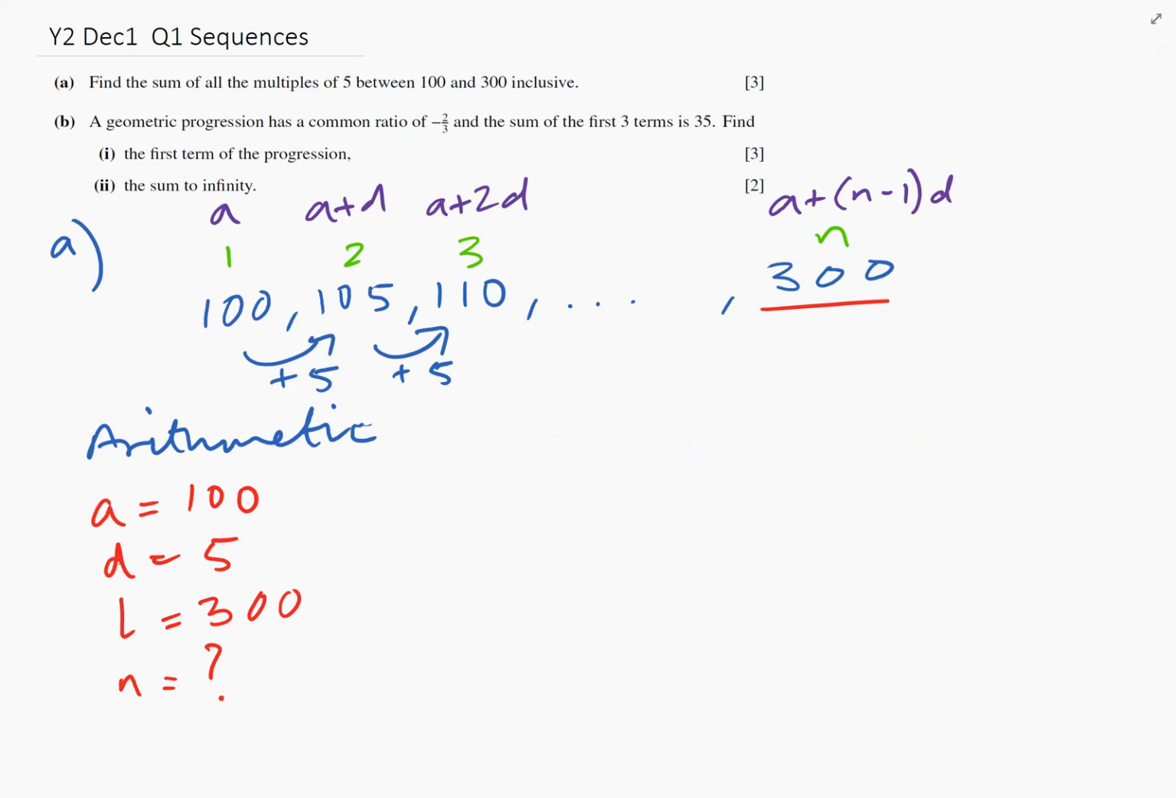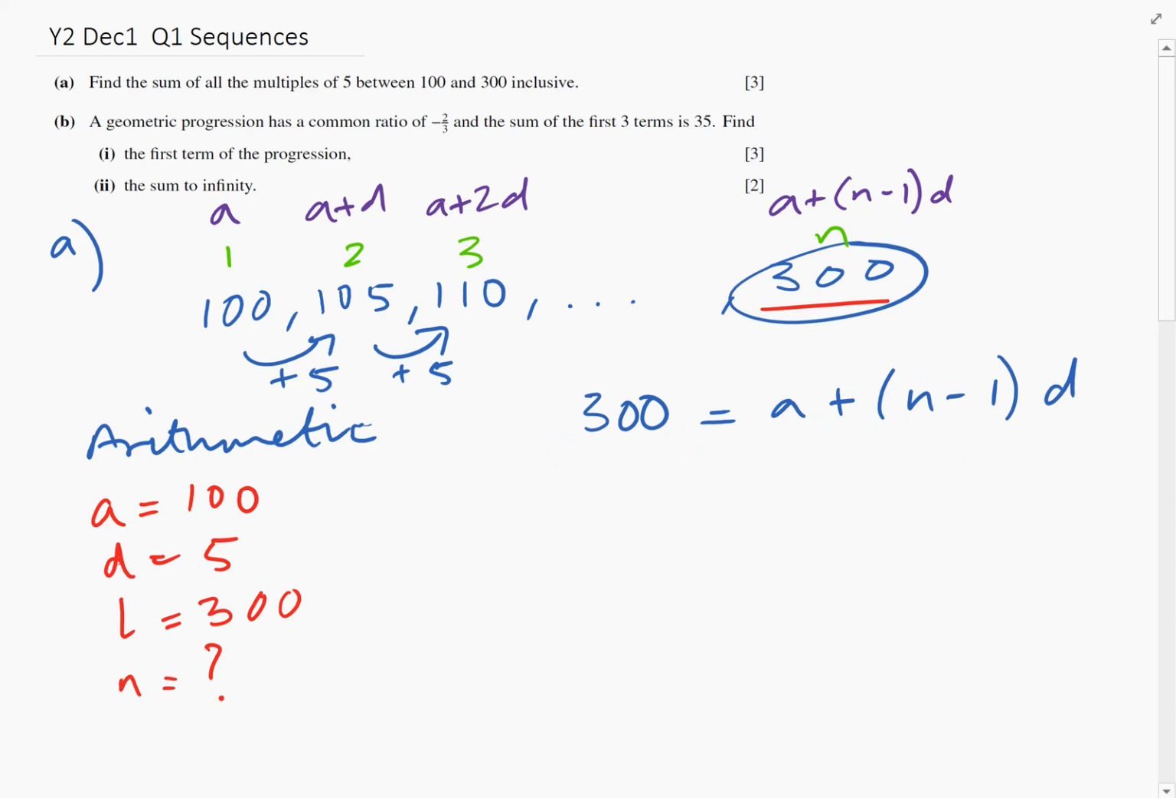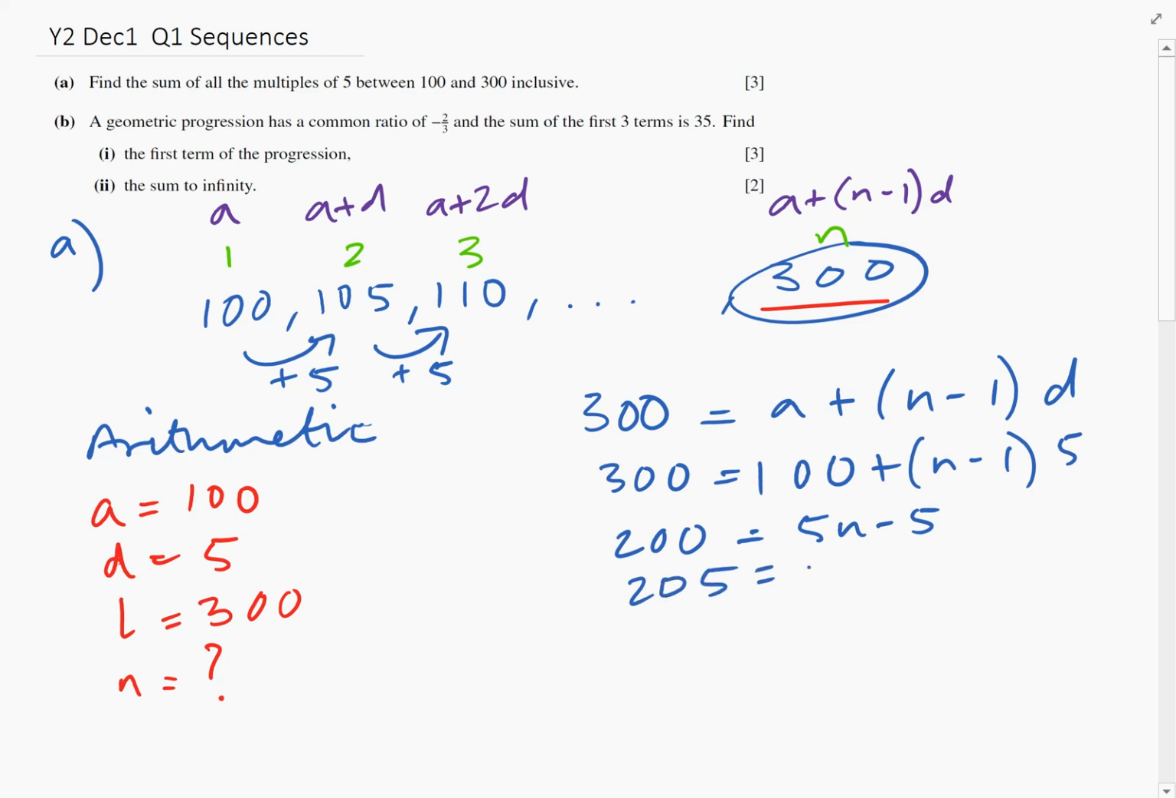So we know that this term here, the last term, we know 300 equals a plus (n minus 1)d, and we know that a is 100, we know that d is 5. So subtracting 100 away and multiplying out the brackets will give us this. So 205 equals 5n. So n is going to be 41. You might be able to find that a quicker way. That's how I would do it.